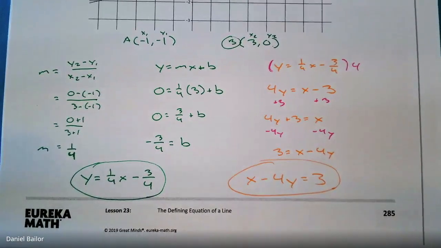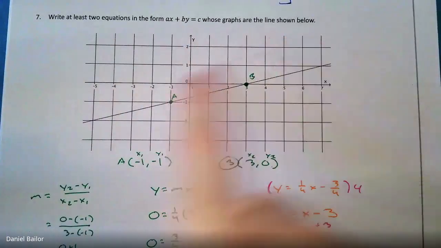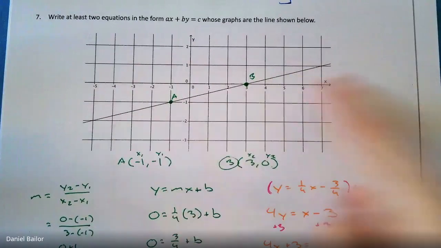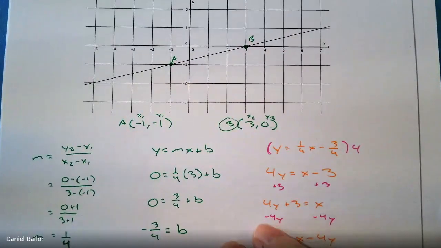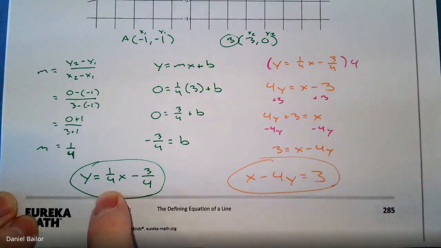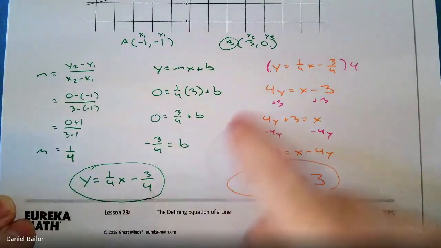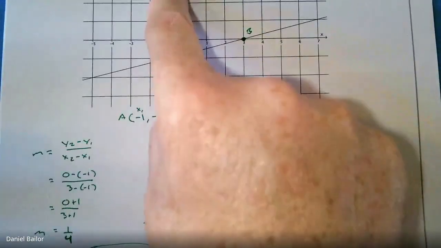Whoa, now I'm almost ready to answer the question. Question 7 said 2 equations whose graphs are the line shown below. So I had to use point slope method, which we did in another lesson. I found the equation in slope intercept form. My green work is the slope intercept, but they want it in standard form.